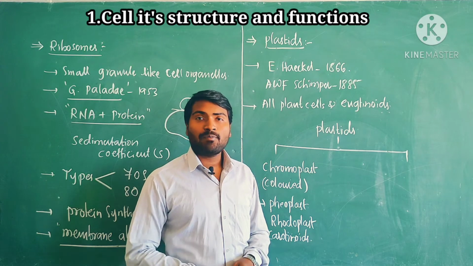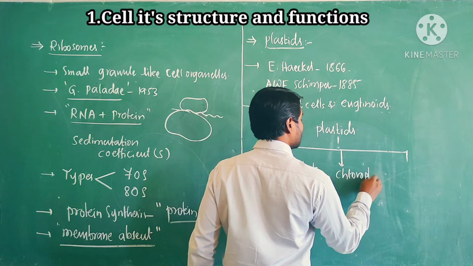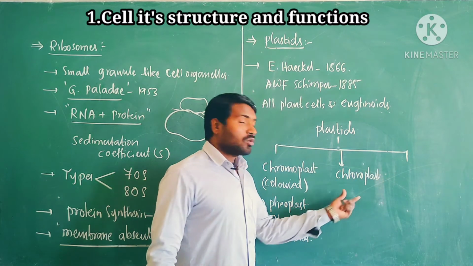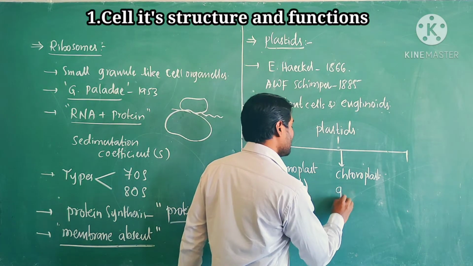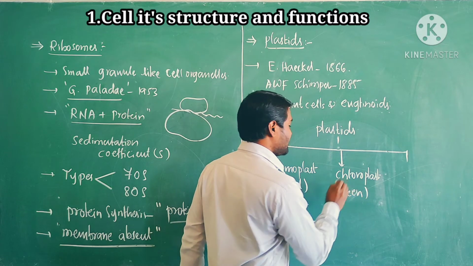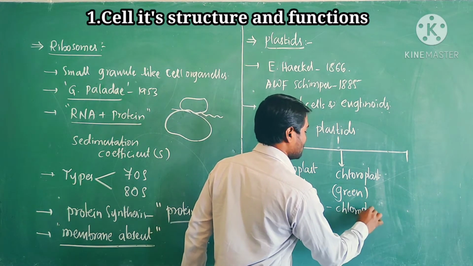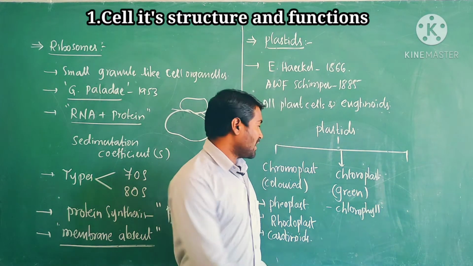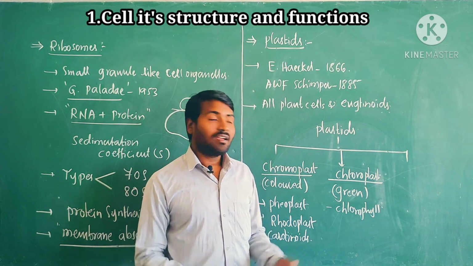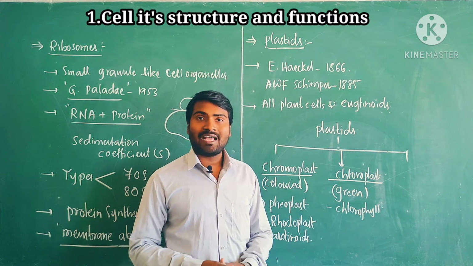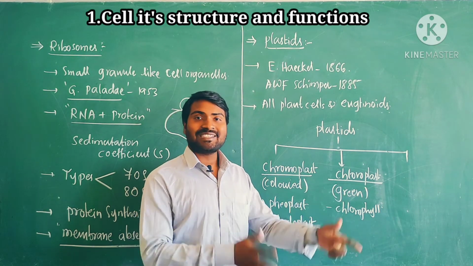Come to one more type of plastids, that is chloroplast. Okay, chloroplast is an exclusively green color plastid. Which color plastid? Green color plastid. Because of the presence of a pigment called chlorophyll, okay, because of the presence of a green color pigment, chlorophyll, they are green in color and are called chloroplast. So most of the plastids are green in color, hence it is given a special category.